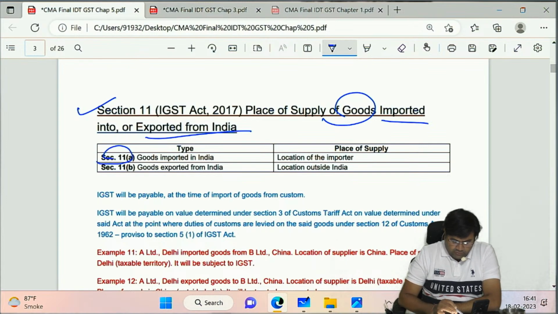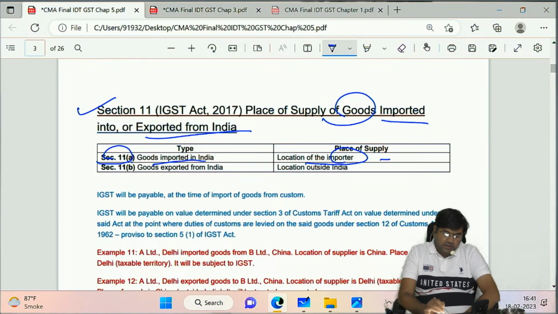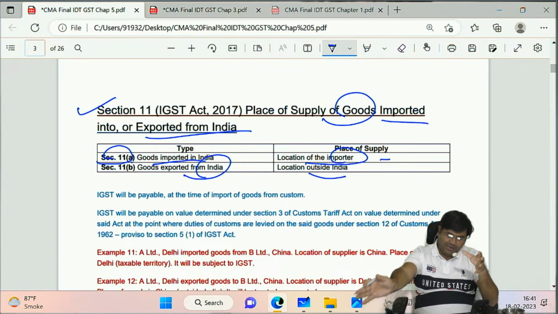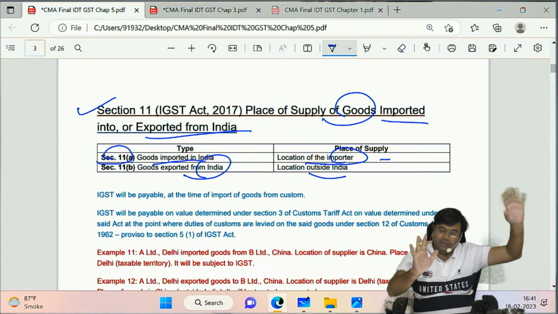Section 11 clause A: goods imported into India, then what is going to be the place of supply? Location of the importer. Okay. And in case goods are exported from India, then the location outside India. So simple a provision. Imported, location of the importer; exported, whatever location outside India.